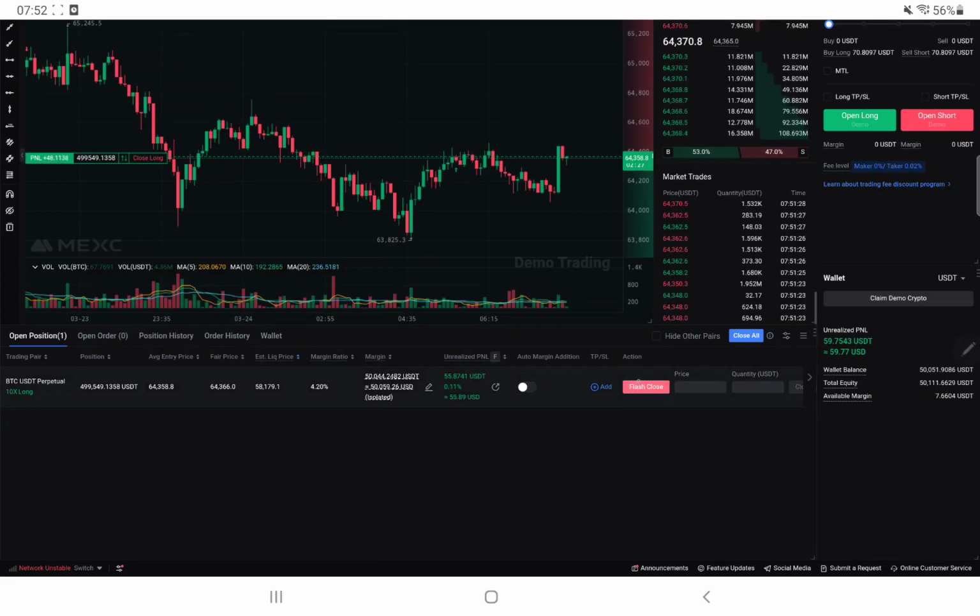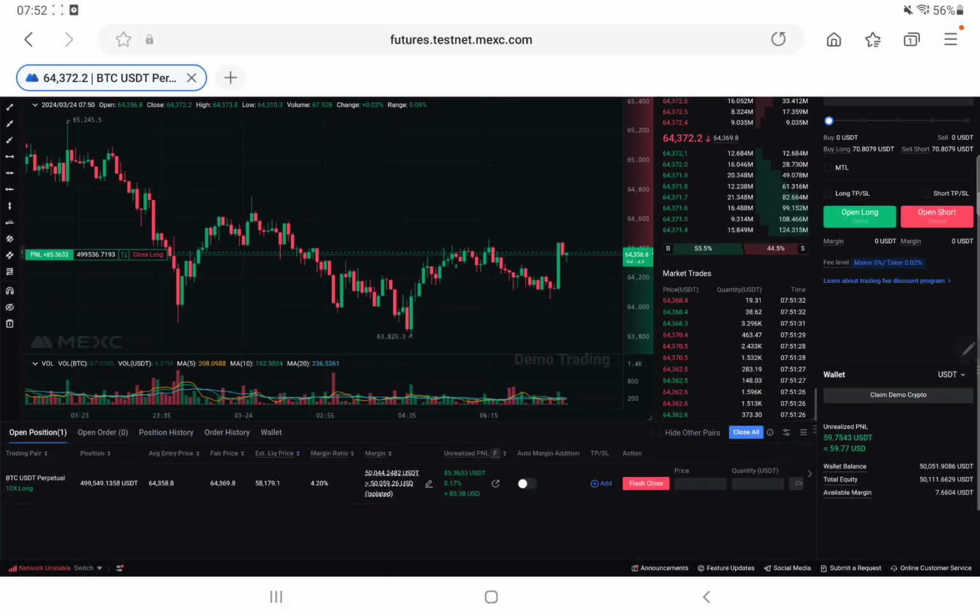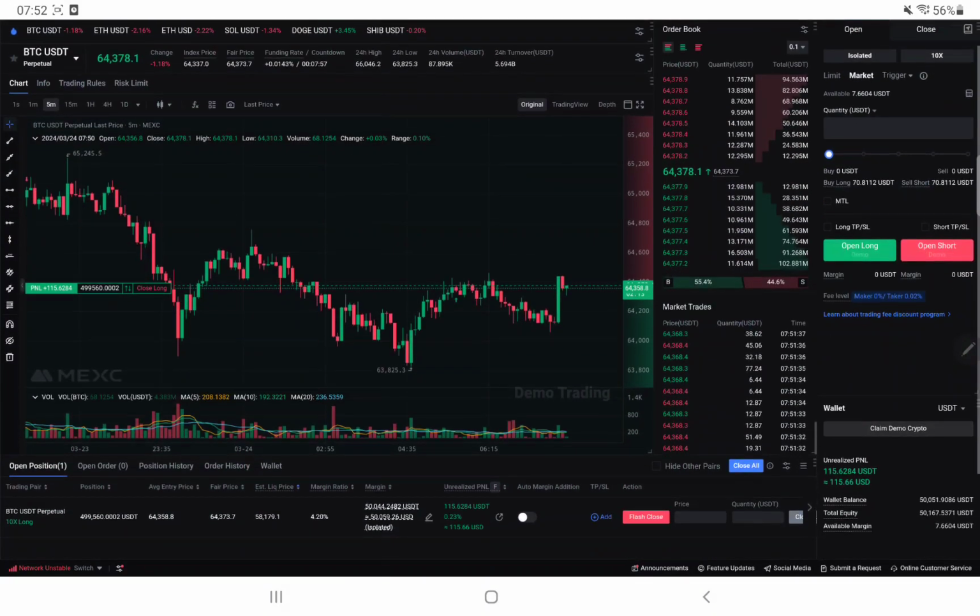So I'm going to close this position. Flash close that. It might take a while. For some reason, I don't know why, on my tablet this is a bit laggier than on other devices. On my phone, it's not as laggy as it is on here. It's just for some bizarre reason. I'm not 100% sure why it is like this. It does say network unstable in the corner, so it might be something to do with that.